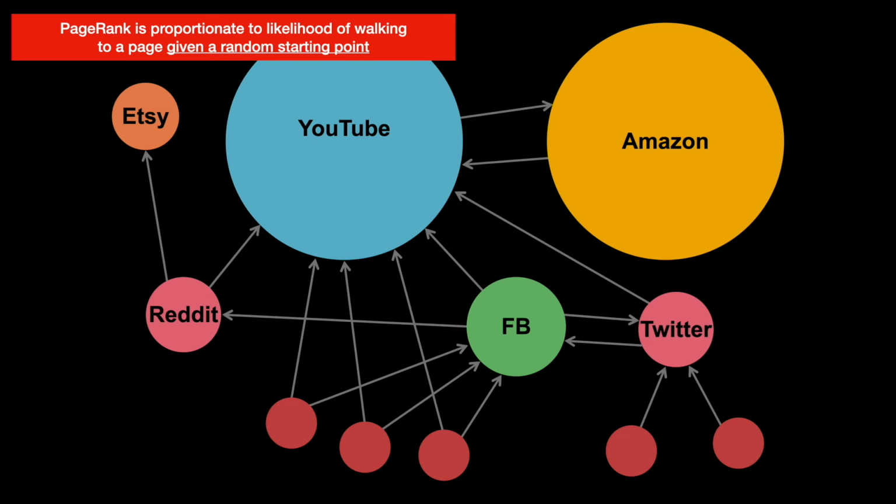So YouTube is a web page with a high PageRank score, meaning that if you showed up on some random page on the internet and clicked around, you would be much more likely to eventually land on YouTube as opposed to potentially landing on Etsy or Reddit. You're much more likely to land in these places than on one of these terminal nodes that has very few pages linking into it.